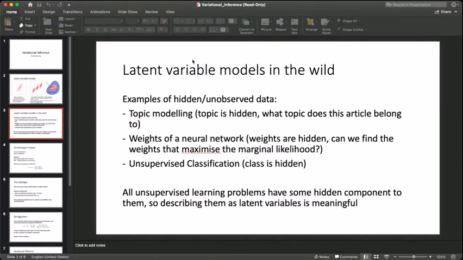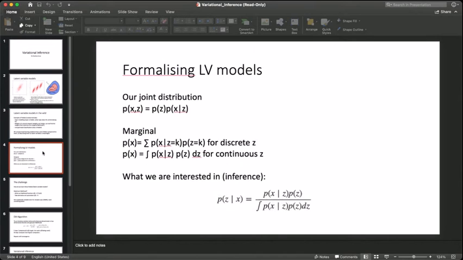These are examples of things that are hidden from us, but I think we drove that point home. Right, so let's formalize it a bit. Our distribution is really x, which is our observed variables, and z, which is our unobserved variables. This is the joint distribution between them, and we're going to make the assumption that it factorizes as such.